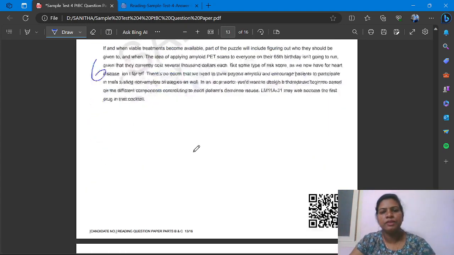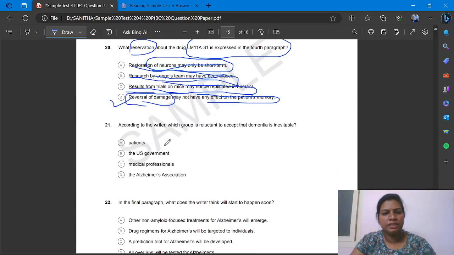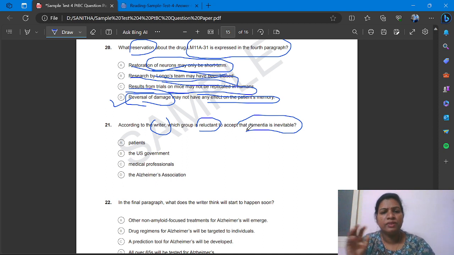Then come to question 21. According to the writer, which group is reluctant to accept that dementia is inevitable? Patients, the US government, medical professionals, or the Alzheimer's Association. You have to find out this answer. Very simple. Please message me in the comments box and tell me the answer.